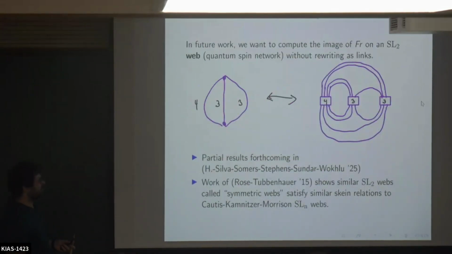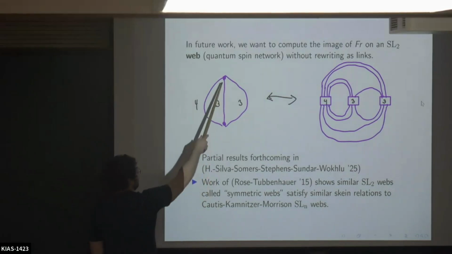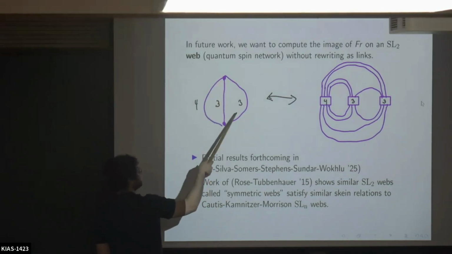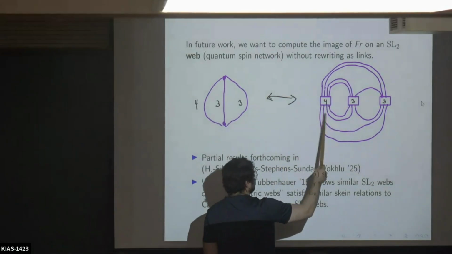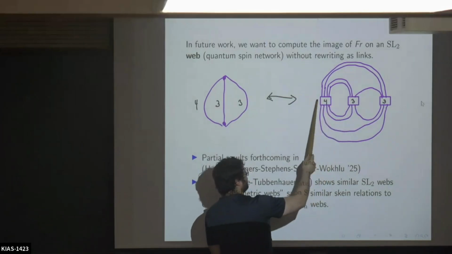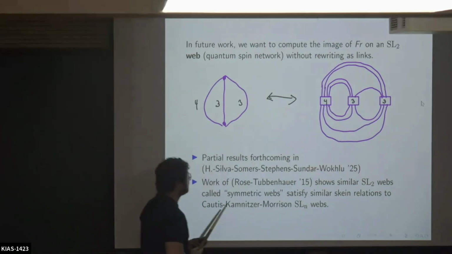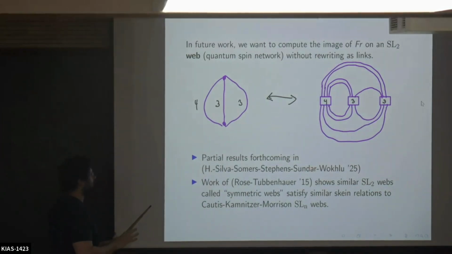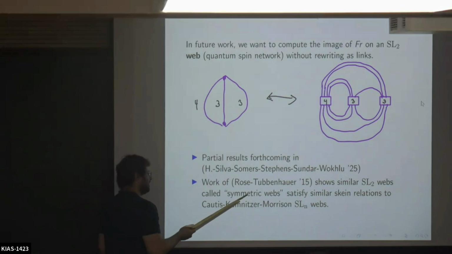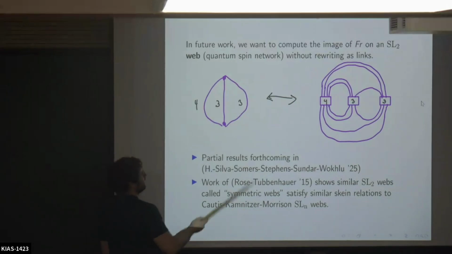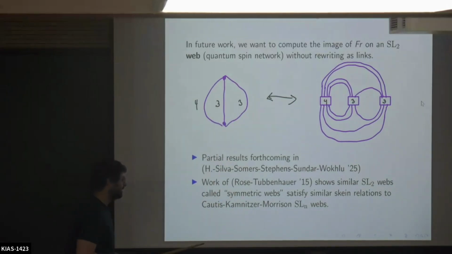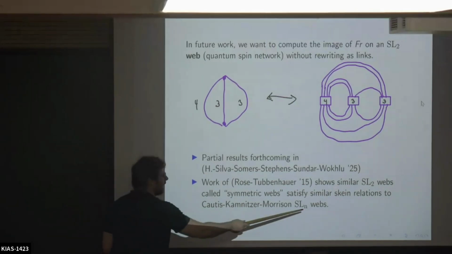And another reason that I'm interested in SL2 is because there you can consider webs for SL2 where you have vertices and then edges labeled by integers, and you interpret this as some linear combination of things that actually aren't webs, but these are Jones-Wenzl projectors that I haven't defined for you yet. But work of David Rose and Daniel Schopenhauer shows that the web relations that these sorts of webs satisfy for SL2 are actually pretty similar to SLN webs.